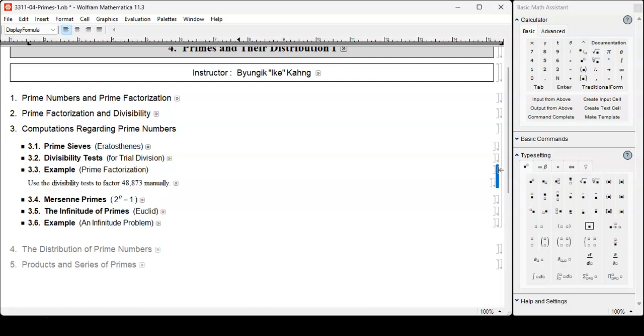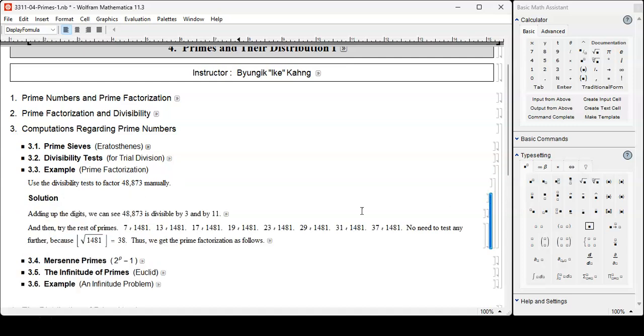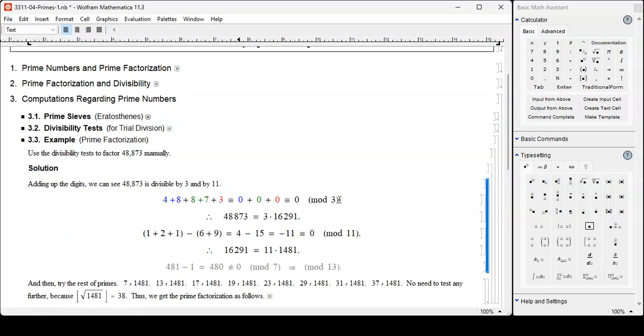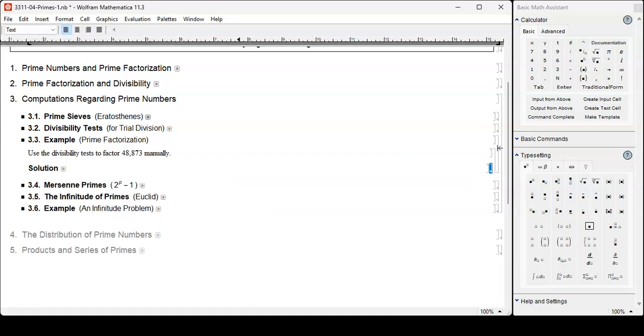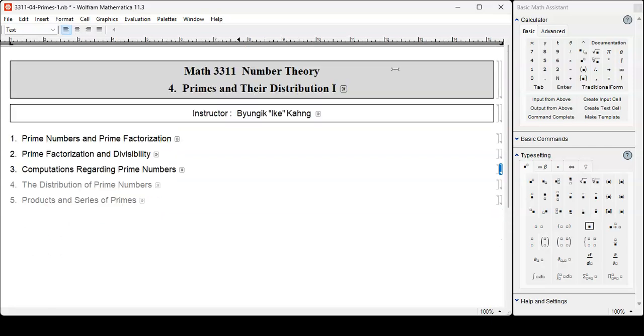Do you have an example problem? Okay, use divisibility test to factor 48,873 manually. Is this something I can do relatively easily? Divisible by 3 and by 11 by adding those up? Adding those up, 3, and then alternating addition with alternating sign, divisibility by 11. And as for the others, manually try up to the square root. Okay, tedious, you can do it.